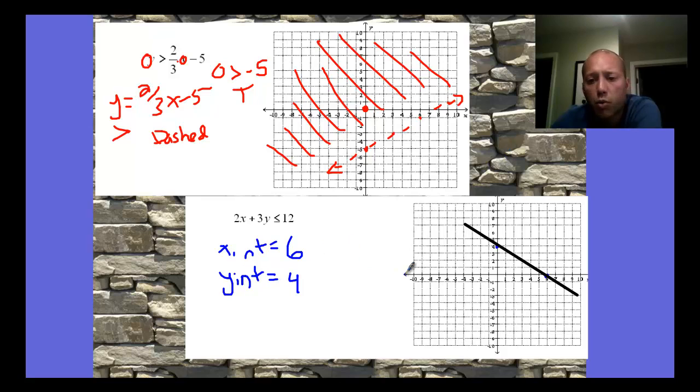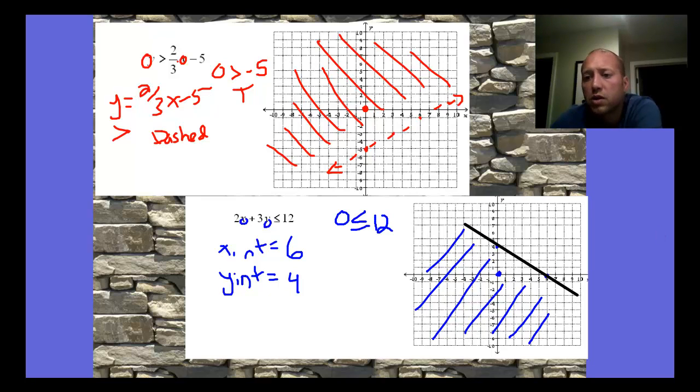For this I need to test a point. I want to test the point 0, 0. If I plug 0 in for x, 0 for y, I get 2 times 0, which is 0, plus 3 times 0, which is 0. So we get 0 is less than or equal to 12, which again is true. So I'm shading the same side.